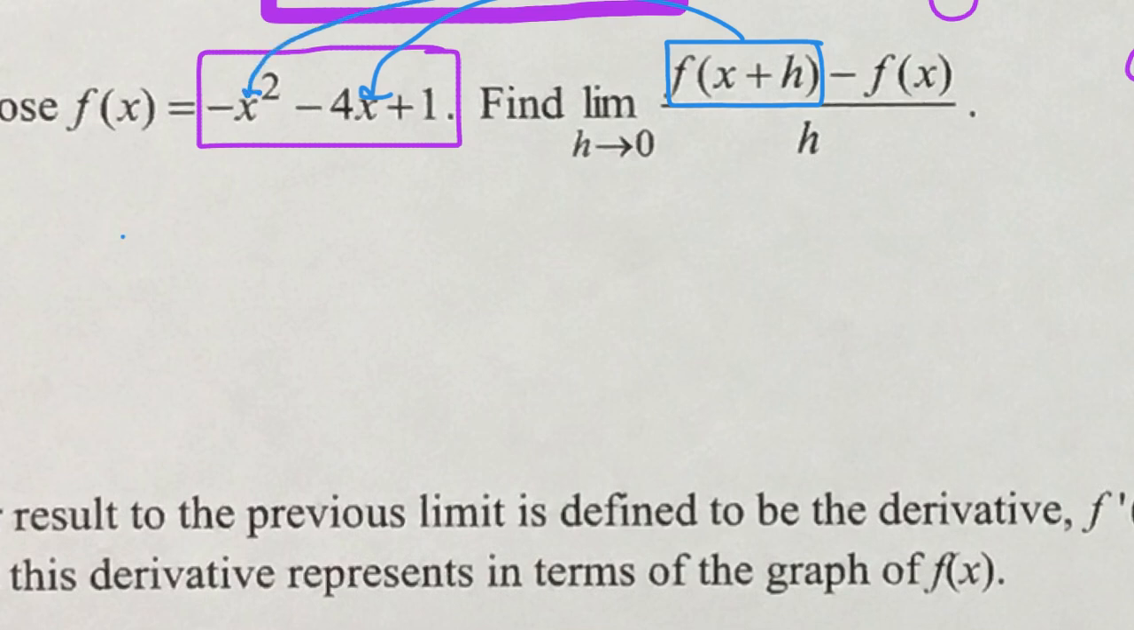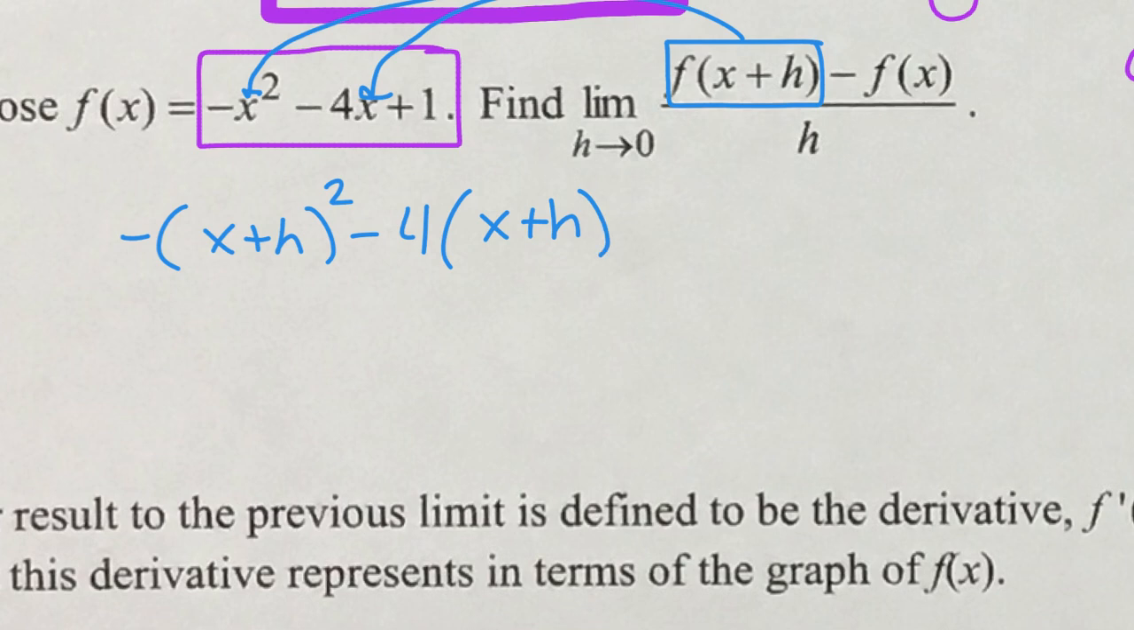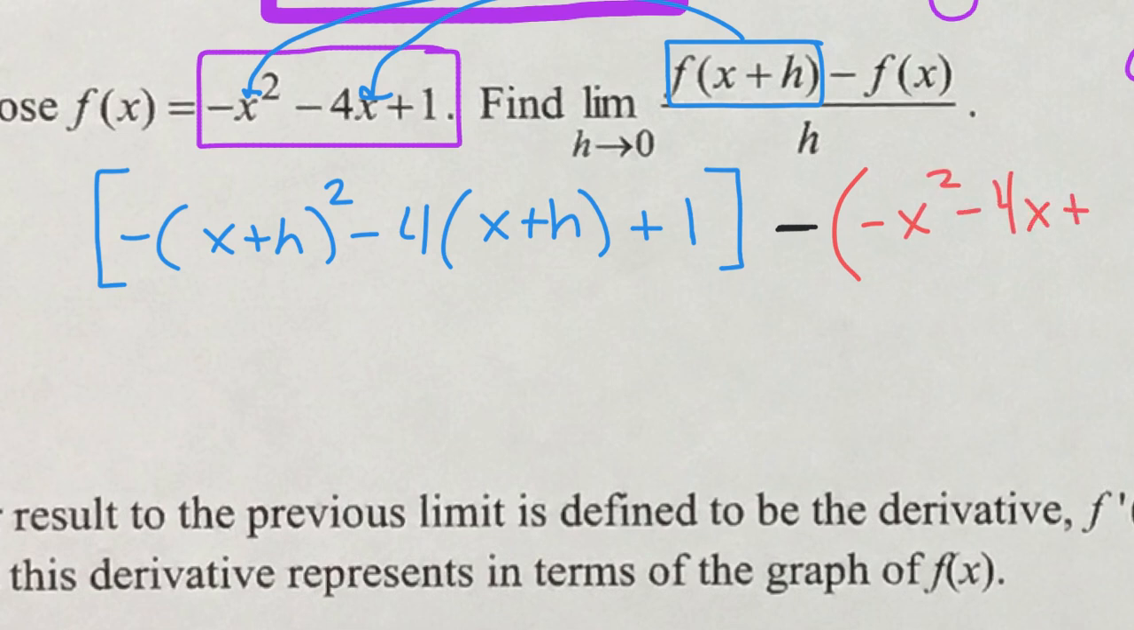So that's the negative of x plus h squared minus 4 times x plus h plus 1. That is the f of x plus h part. It means replace x in each of your equations with x plus h. And then minus off the original equation, so minus negative x squared minus 4x plus 1.